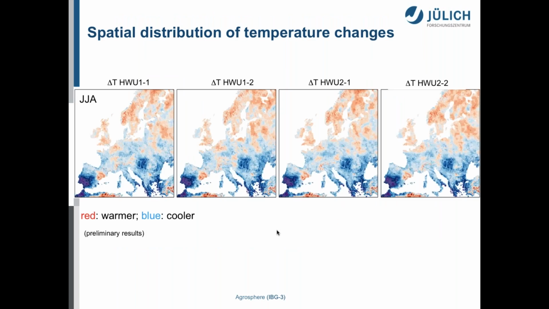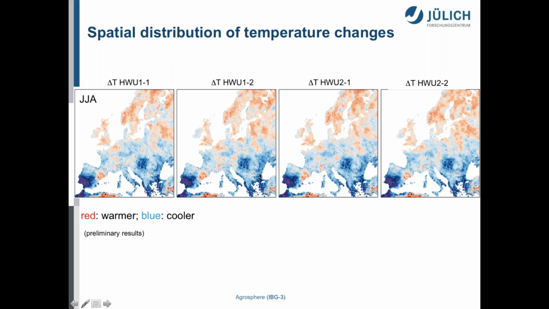If you look at the spatially distributed results, there are also no big surprises. Actually, what we see is that where you have heavy irrigation, you see the major cooling effect. What you see here are the results from the four water use simulations for the season of summer, so June, July, August. And I mean, these patterns are expected and really corroborate what previous studies found.